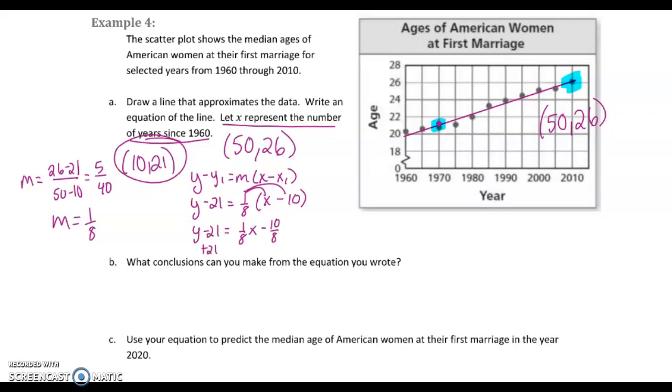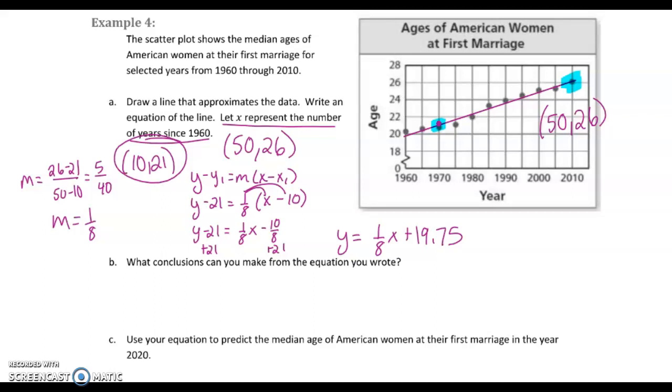So let's add 21. All right, so I get y equals 1/8 x. Now we have -10/8 plus 21. So like I said, this would be a good time to just go ahead and use your calculator. So if we have -10 divided by 8 plus 21, we end up with 19.75.